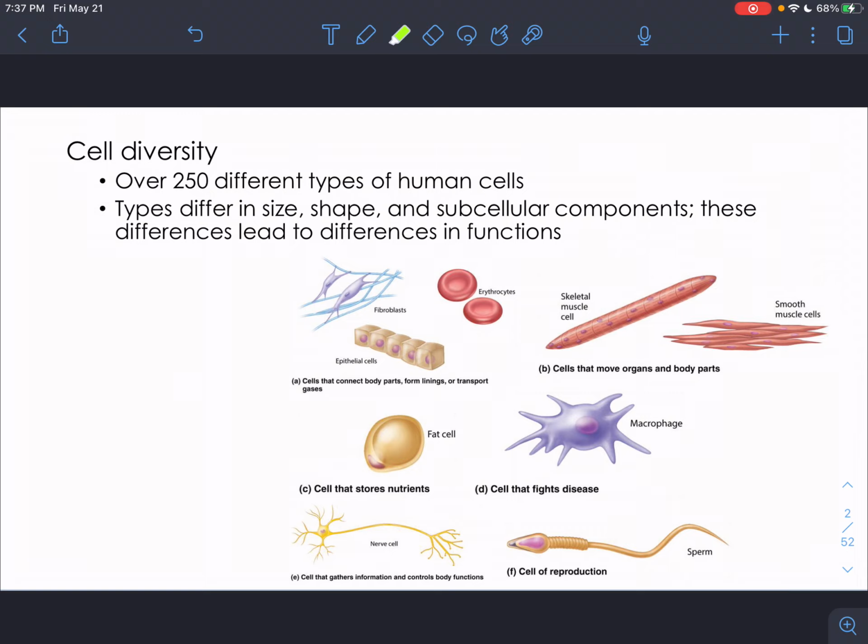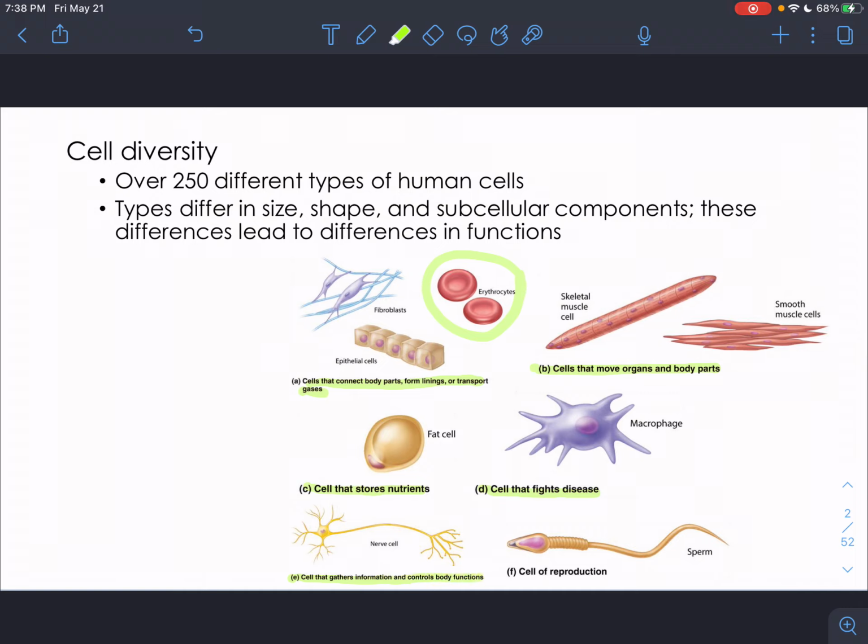Okay, so there's cells in our body to do everything, right? There's cells that connect different body parts, transport gases, like red blood cells, erythrocytes, which are responsible for carrying oxygen to our tissues and removing carbon dioxide. We have cells that are able to move, so skeletal muscle, smooth muscle, cardiac muscle, all different types of muscle tissue that allows our heart to beat, digestive organs to contract, and our body just to move in general. We have cells that store nutrients in our body, cells that can fight disease, so they can take in bacteria or pathogens and kill them.